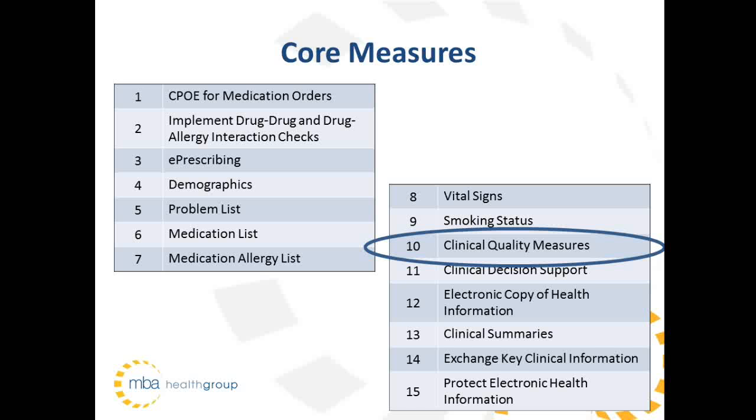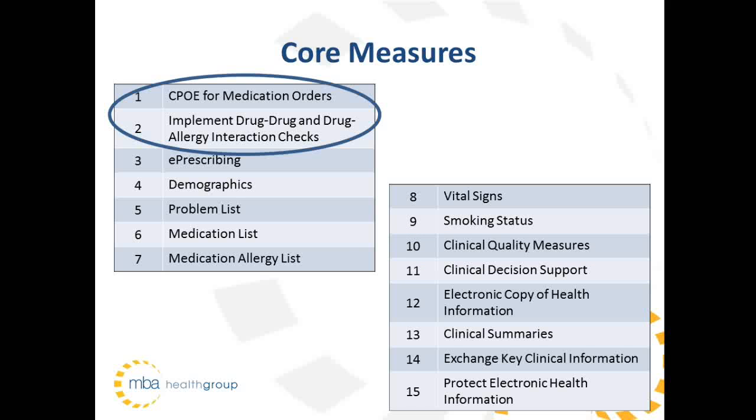Providers must report on 6 total clinical quality measures, 3 required core measures, substituting alternate core measures where necessary, and 3 additional measures from a set of 38 measures. We will touch on these briefly when we come to them in the series, but I wanted to point out how they fit into the requirements. Today's webinar will focus on the first 2 measures, CPOE for medication orders and implementing drug-drug and drug allergy interaction checks. There will be time for questions and answers following the presentation, so feel free to type your question at any time.